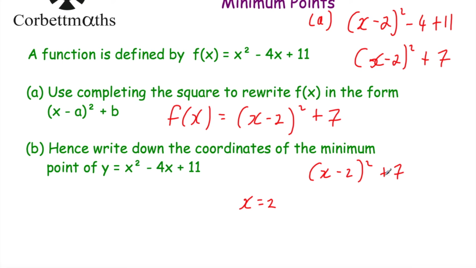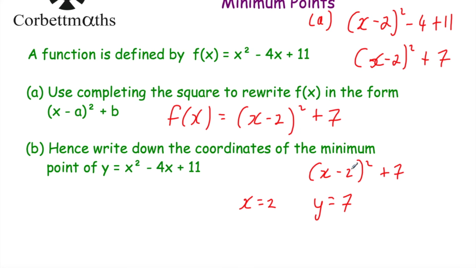Squared is 0, plus 7 will be 7. So that means the minimum possible value for y would be 7. If you substitute in any other value of x into here, you would then get an answer bigger than 7. So the minimum possible value for this is 7, or just looking at the bit outside of the brackets, 7, we know it's going to be 7.